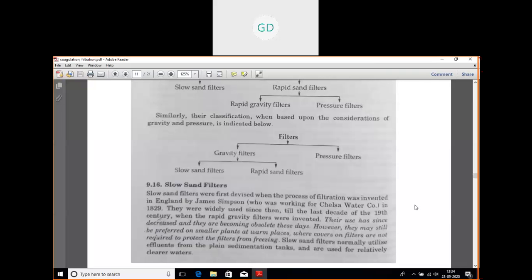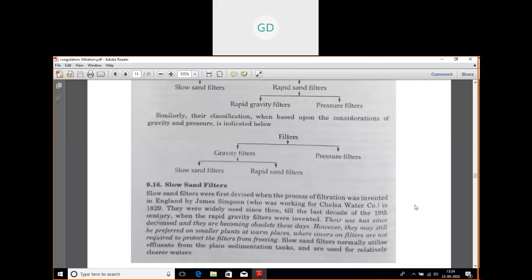So basically, slow sand filters and rapid sand filters, by the name itself, you can guess that for one the rate of filtration will be slow, and for the other the rate of filtration will be fast, isn't it? So slow sand filters are basically used in small treatment plants, in small industries and all those things.